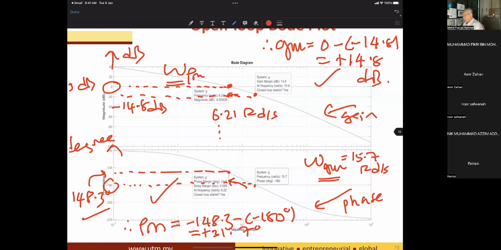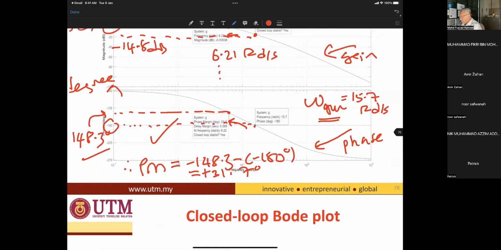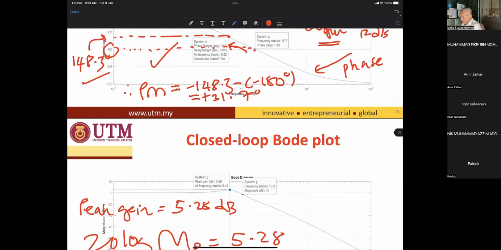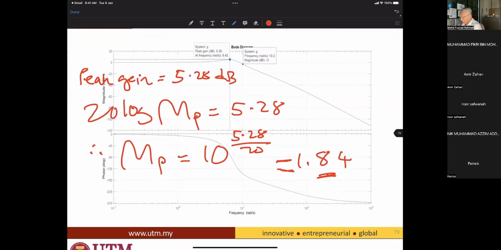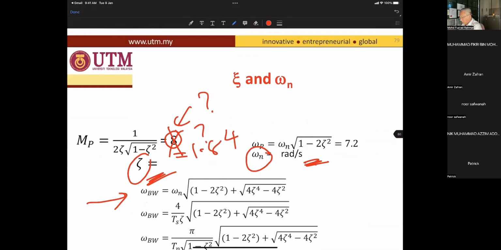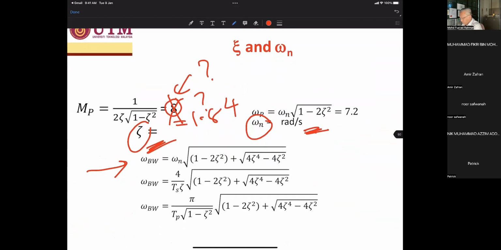So in this topic, chapter 3, you must print out this note so that you can see. Hard copy, because they are using a graphical approach.